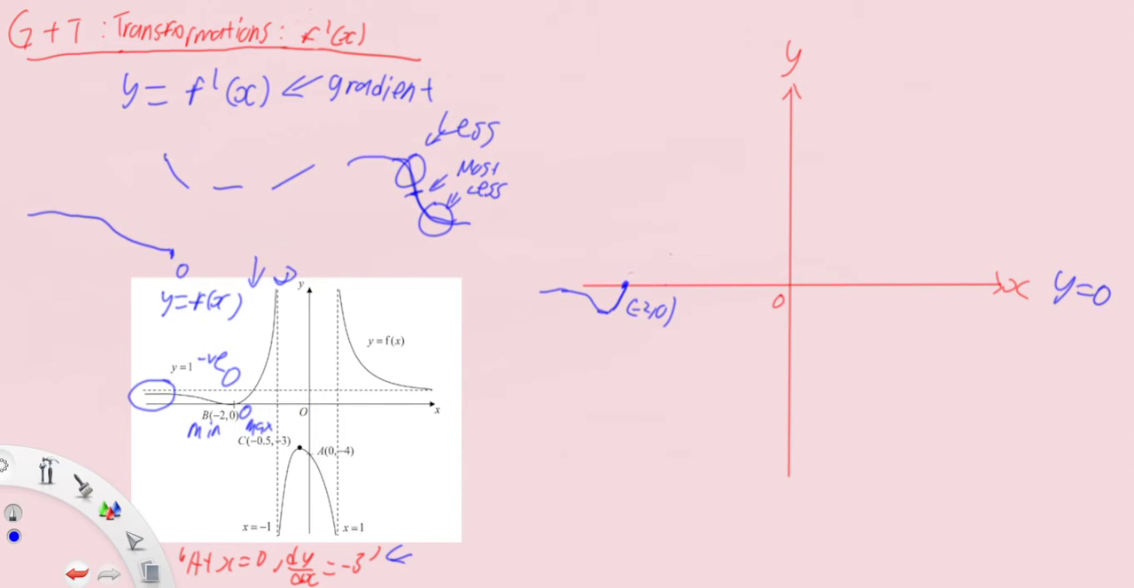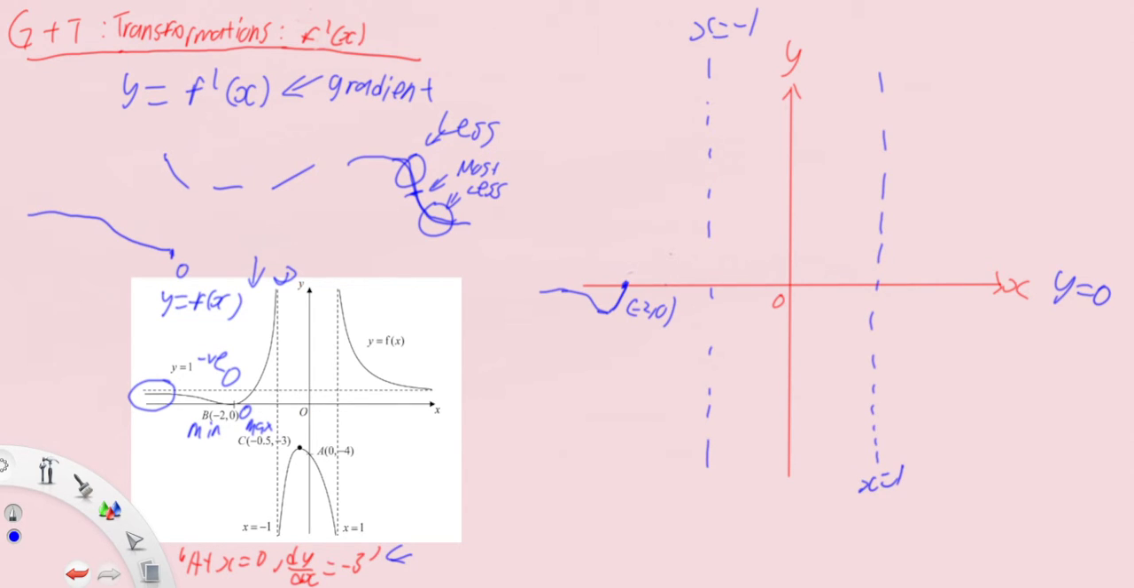Until where though? Now, you have the vertical asymptote at x equals minus 1, which means that there is no point at x equals minus 1. Therefore, there's no gradient at x equals minus 1. So we can immediately draw the vertical asymptote at x equals minus 1, and likewise x equals 1, right?